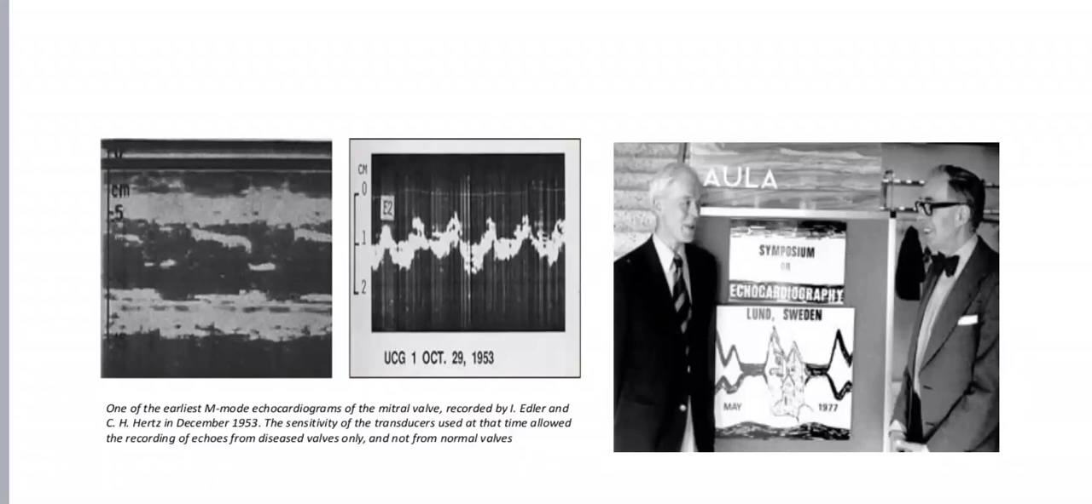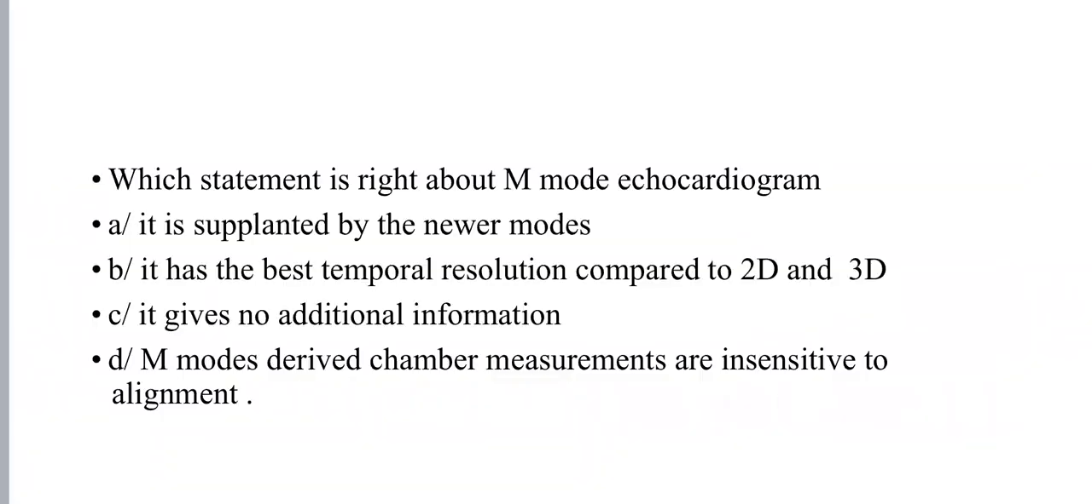So the first question I'm going to ask you is this: which statement is right about M mode echocardiogram? It is supplanted by the newer modes. It has the best temporal resolution compared to 2D and 3D. It gives no additional information. M mode chamber measurements are insensitive to alignment. So which one do you think is right here?